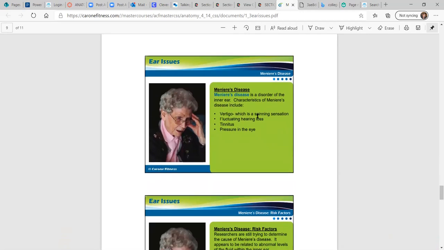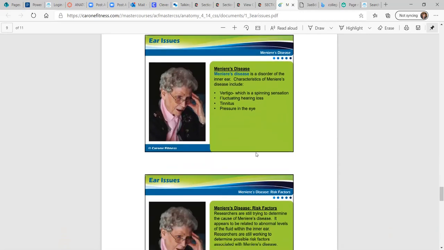Meniere's disease. This is a disorder of the very deep inner ear. Characteristics include vertigo. If you get a sense that you're spinning, even though you're standing completely still, that's vertigo. If you have hearing loss that comes and goes, tinnitus itself can be an issue. And if you feel a lot of pressure behind your eye, that may be a symptom too.